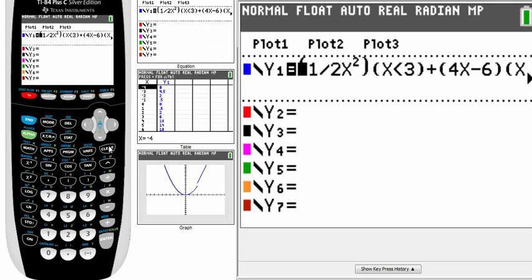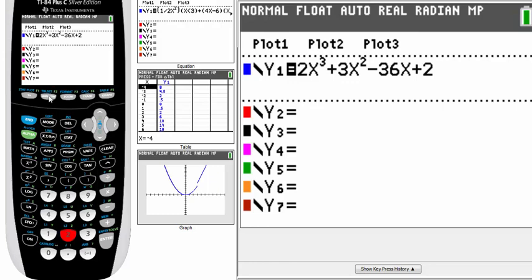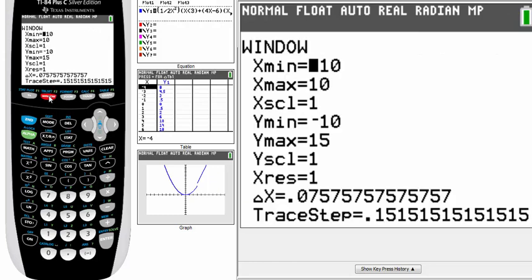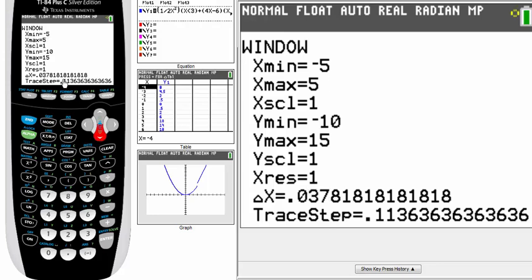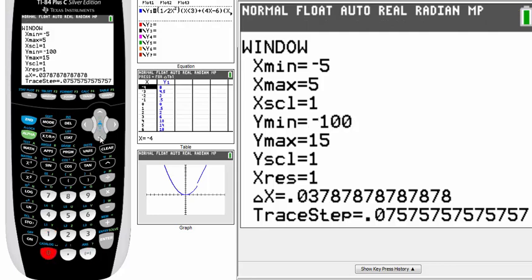So we'd hit y equal and make sure we clear what we have in there. We have 2x cubed plus 3x squared minus 36x plus 2. Now they want us to go to the viewing window and they want us to change our window to negative 5 to 5. So we go negative 5 to 5. And then the 1 just means by 1 unit, and that's this number 1. And then it wants us to change our y-min to negative 100 to 100.